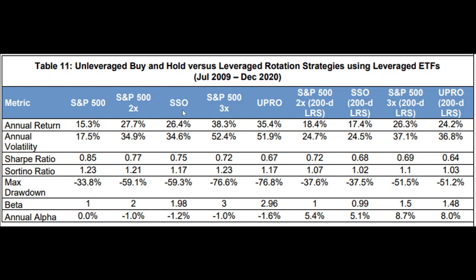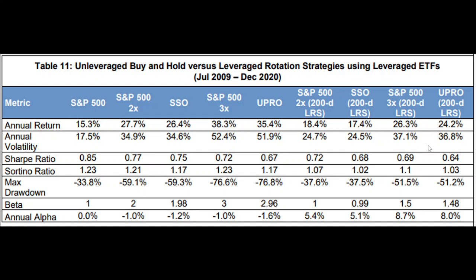So looking at SSO, which is a 2 times leveraged S&P 500 ETF, and UPRO, which is a 3 times leveraged S&P 500 ETF, we can see that these ETFs lose a little bit of percent compared to the theoretical value we should be looking for, but they still heavily beat the S&P 500.